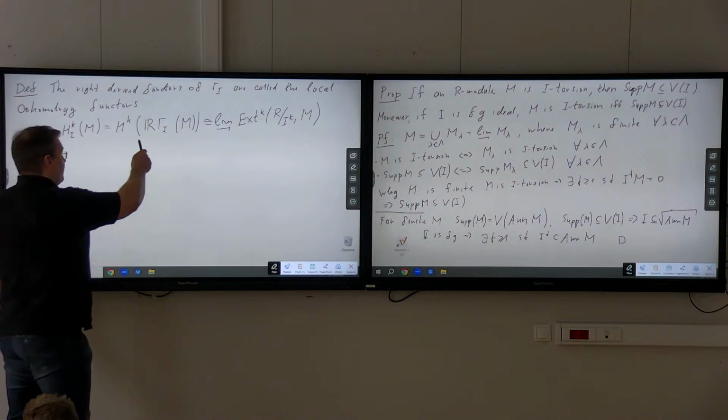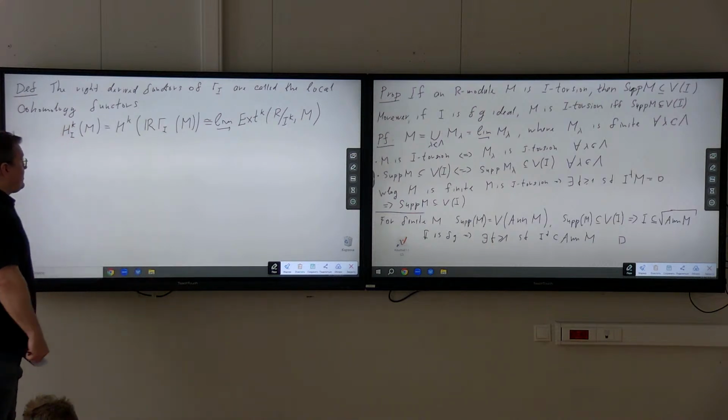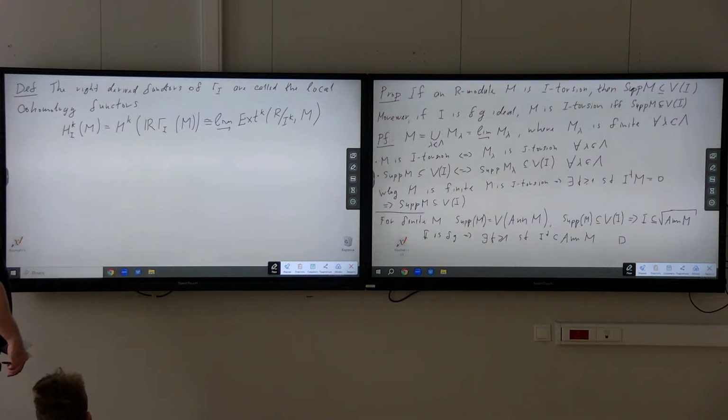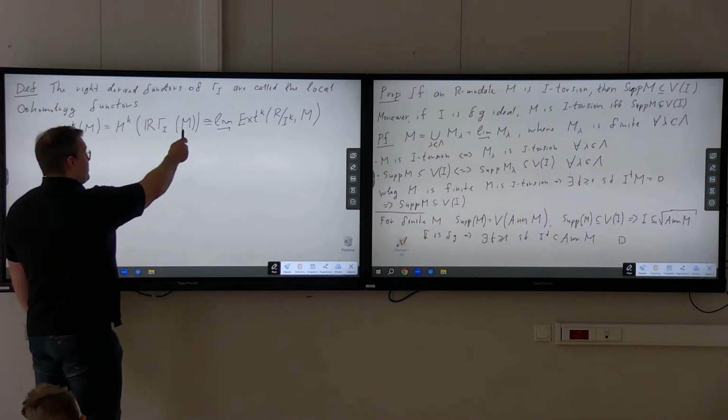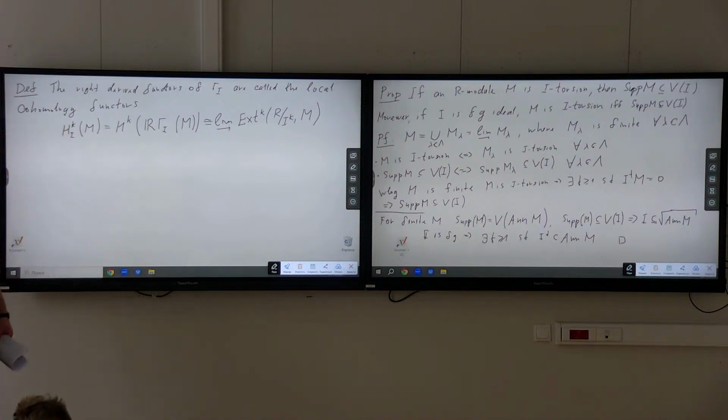Here, of course, if you forgot how we define the right derived functors, naively you can think about this. You take M, replace this M with an injective resolution, apply the functor gamma I to this injective resolution, and then compute the corresponding homology.